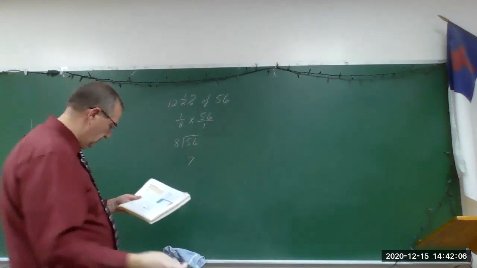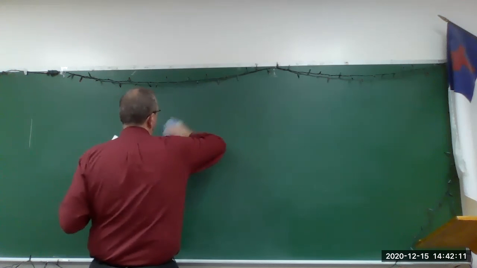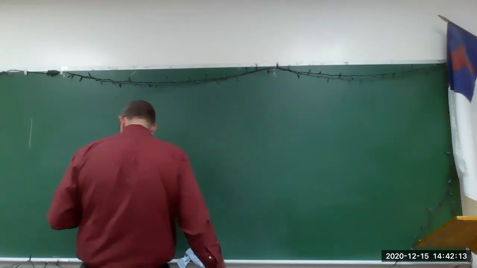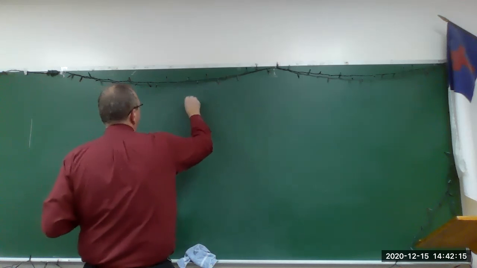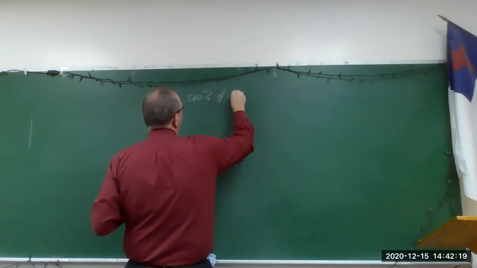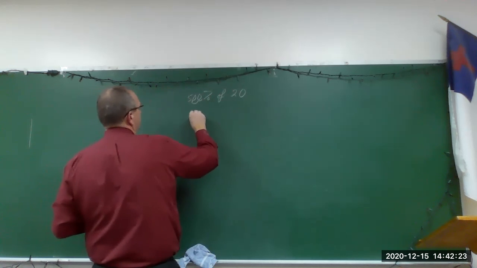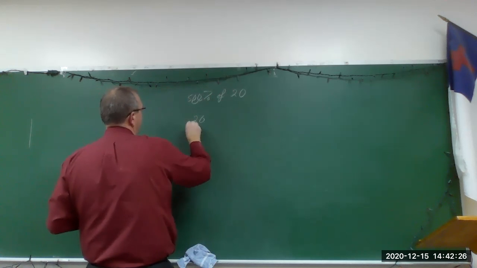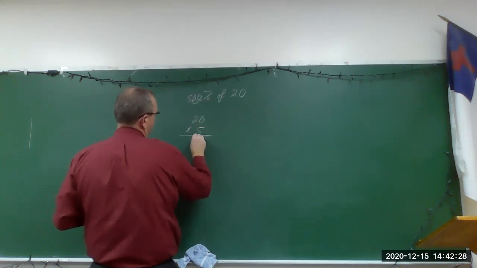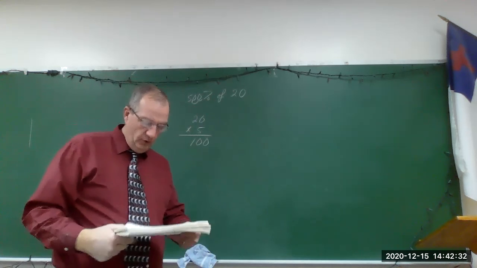Okay. All right. Now you have 500% of 20, and this is where we'll end up here today. We're going to move the 2 decimal places, so we have 20 times 5, which is going to give you 100. Okay. That is the way you do those problems.